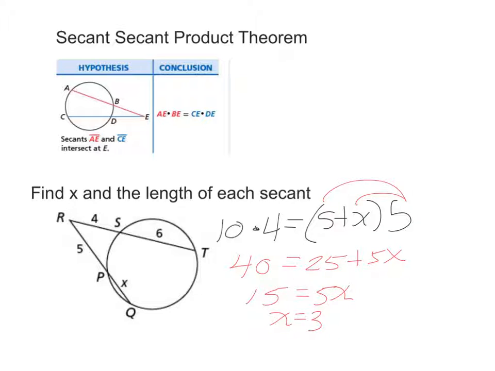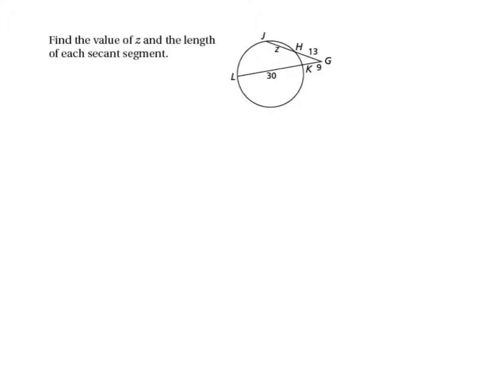And now we can find the length of each segment, so each secant. So this secant we know is 10. RT is 10. Segment RT. And then segment RQ is equal to 5 plus 3, 8. Try this problem. Pause the video, and then when you're ready for the answer, hit play again.